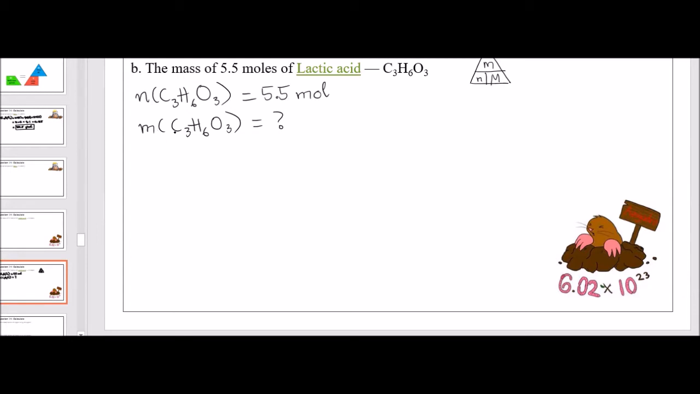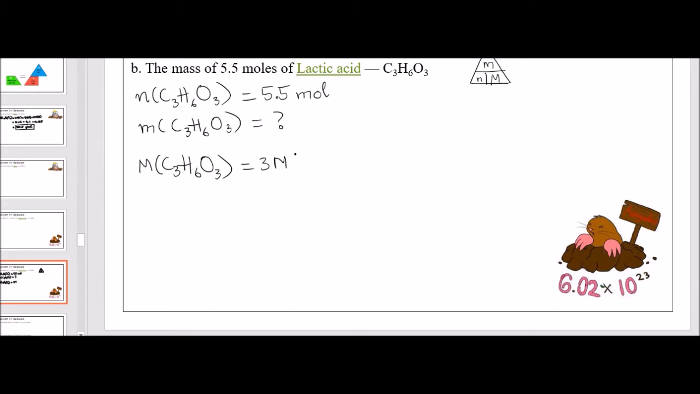So if you want to work out mass, given the number of mole, then you do need to multiply the number of mole with the molar mass. So we do need to find the molar mass first because it's not provided yet. And we're going to find the molar mass for C3H6O3, lactic acid, which is a type of acid which I think if you are doing biology, you definitely have heard of.